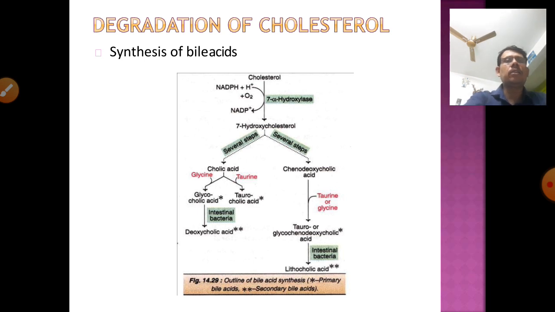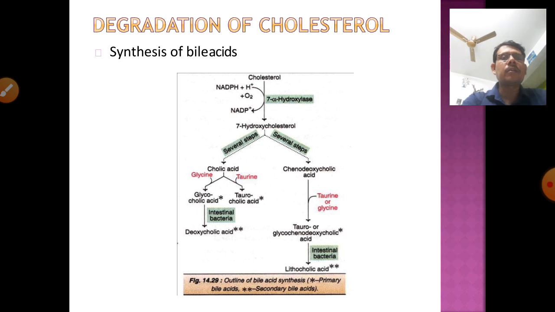Next, the degradation of cholesterol, or the synthesis of bile acid. How is it synthesized? Cholesterol is the precursor molecule, and it is converted in the liver. First, cholesterol is acted on by 7-alpha hydroxylase. Then through several steps of reaction, cholic acid is formed, and cholic acid with glycine gives glycocholic acid, and with taurine, taurocholic acid. With the intestinal bacteria, it forms deoxycholic acid.